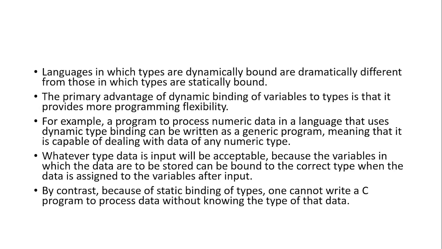By contrast, because of static binding of types, one cannot write a C program to process data without knowing the type of that data, because that is statically bound. So you must know the type of the data. But in the case of dynamic binding, whatever input you give is acceptable, because its type will be bound to that particular variable after the input is given.